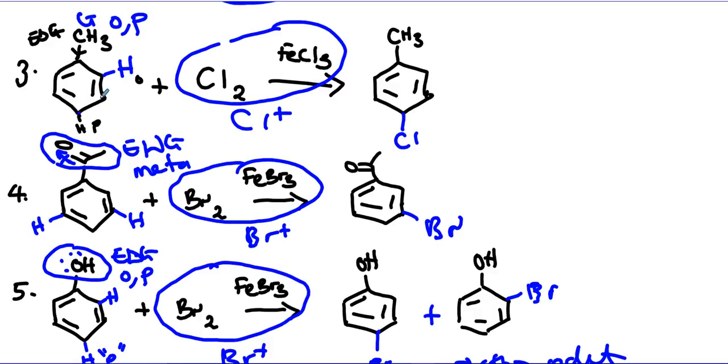To refresh about directing groups, click the link below this video to know which groups are donating, which groups are withdrawing, which groups direct ortho para, which groups direct meta. Anyway, the electrophile Cl+ with an electron donating group will go either ortho or para, but if you put a Cl here, it's going to be crowded with the methyl group, so it will rather go para to give you the major product. So it's the para hydrogen that's going to be substituted with a Cl because it's farther away from the methyl, avoiding sterics or crowding.